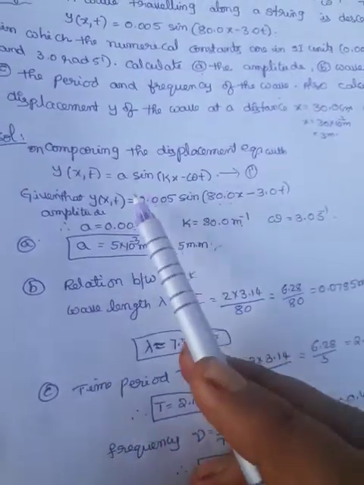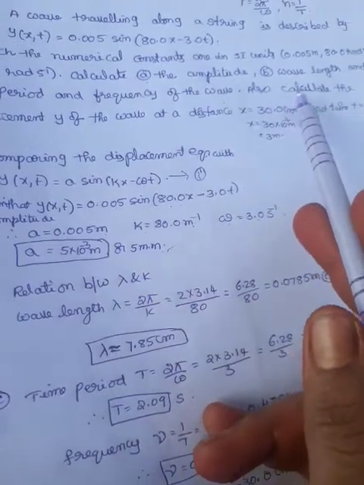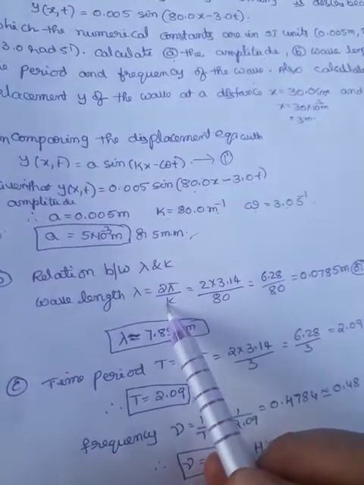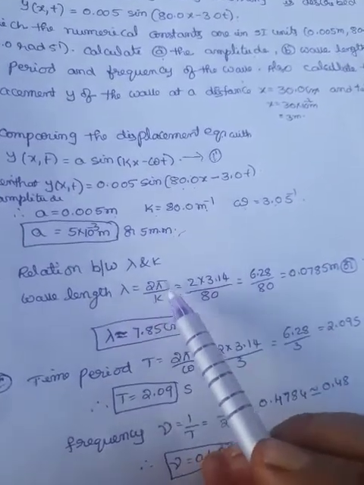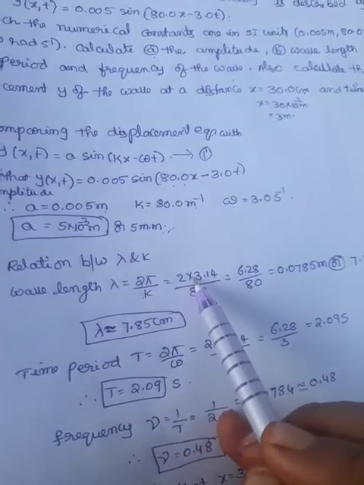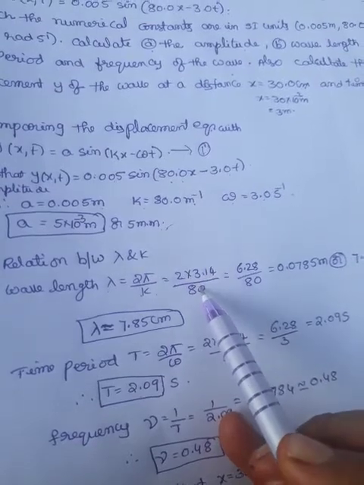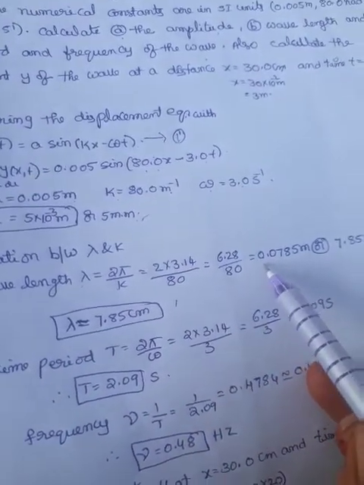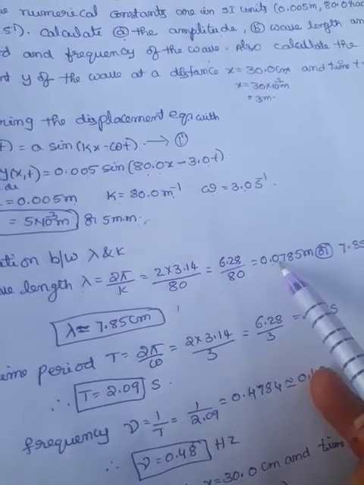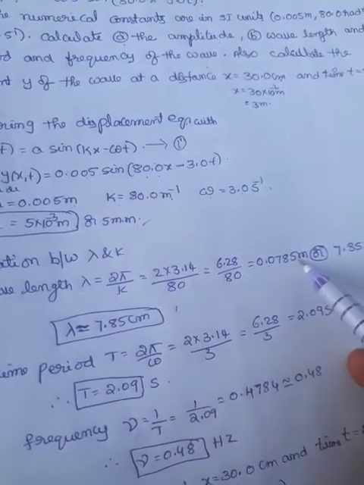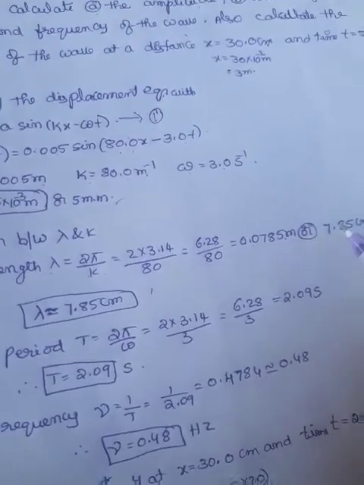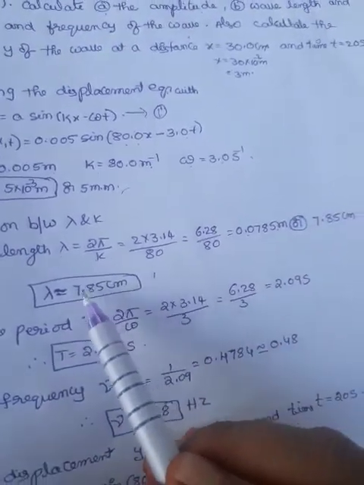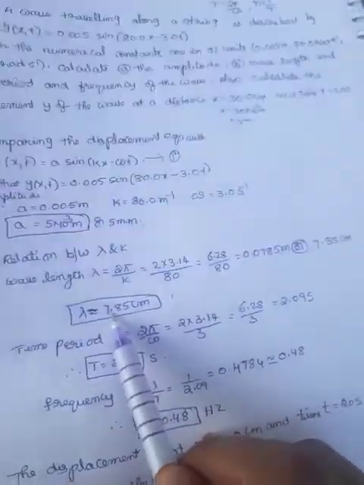Next, the second one is to find the wavelength. For wavelength, the relation between propagation constant and wavelength is λ = 2π/k. 2 into π value 3.14 by k value 80. By solving this, the answer is wavelength λ = 0.0785, or in centimeters 7.85 centimeters. So wavelength λ = 7.85 centimeters.